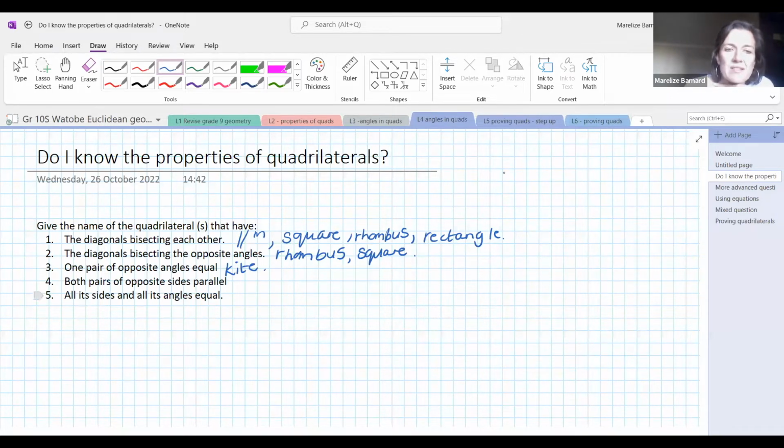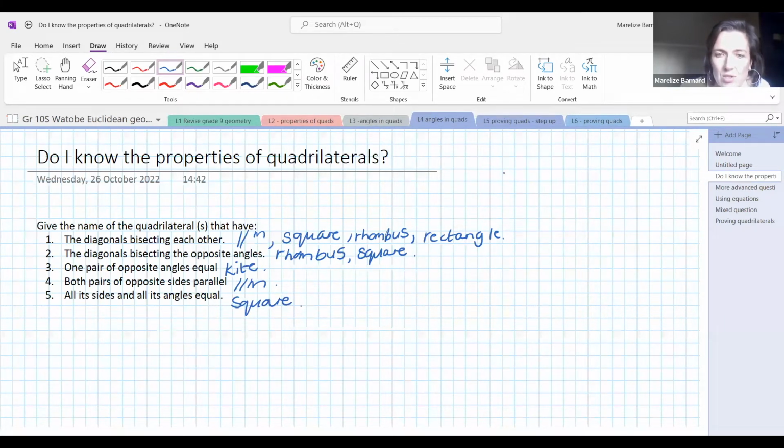Both pairs of opposite sides parallel for question 4. Which one's that? If both pairs of opposite sides are parallel, we are dealing with a parallelogram. That's right. Okay. And then the last one, all its sides and all its angles are equal. Which one's that? All its sides and all its angles are equal. That can only be a square.